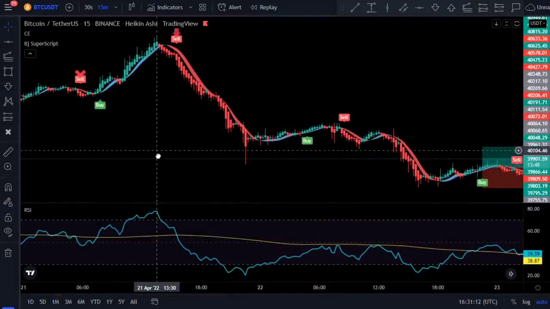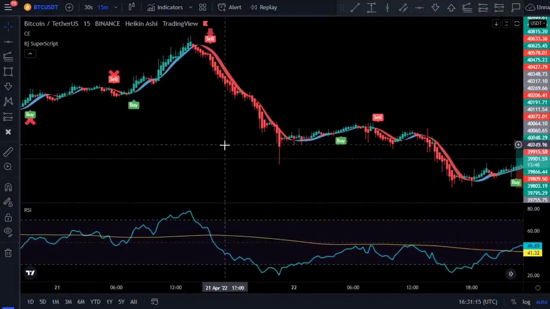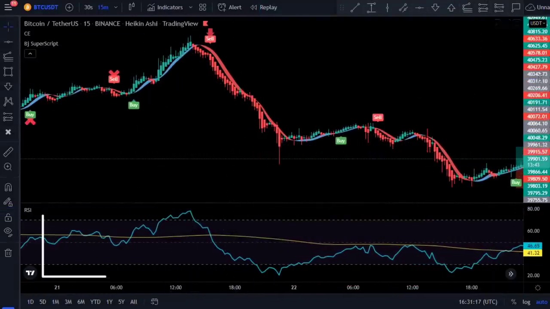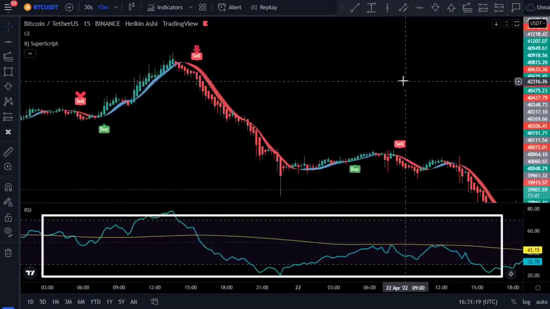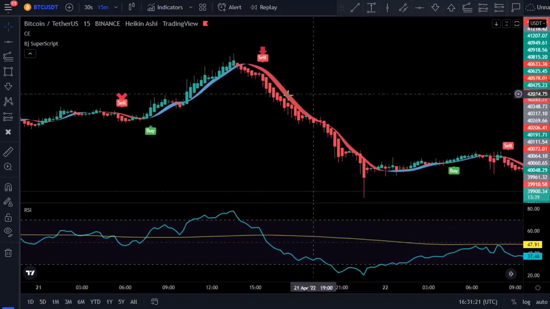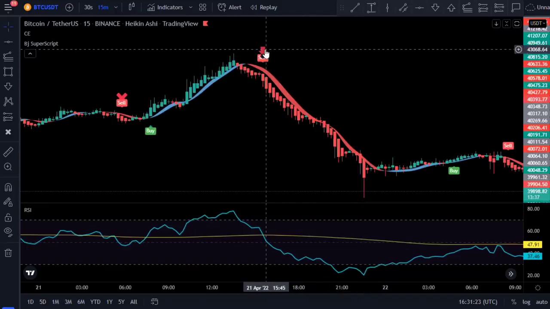Okay, let's test some examples of scalping trading positions with this strategy, and see how the RSI indicator filters out false signals with the new settings. Then you will realize the power and accuracy of this strategy.